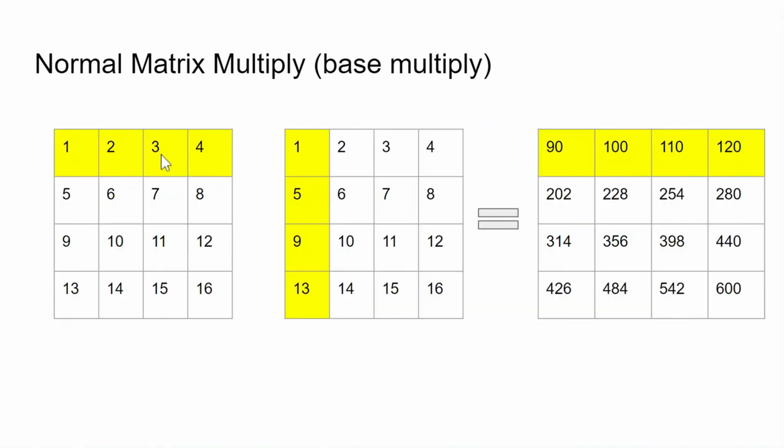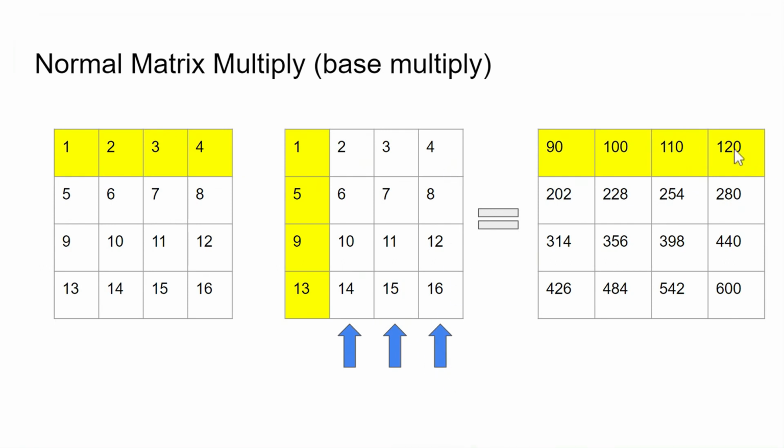How this works is that you basically do the normal matrix multiply, which is 1 times 1, 2 times 5, 3 times 9, 4 times 13. You add them together, you get 90. Then you go to the next column and do 1 times 2, 2 times 6, 3 times 10, 4 times 14. After that, you add them together and you get 100. And then you do the next column, the same thing, and you get 110.